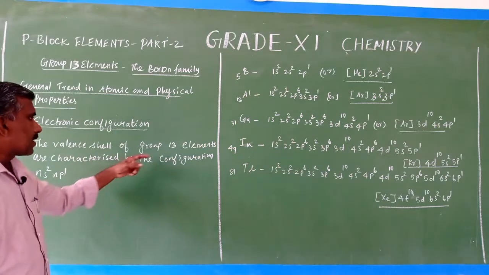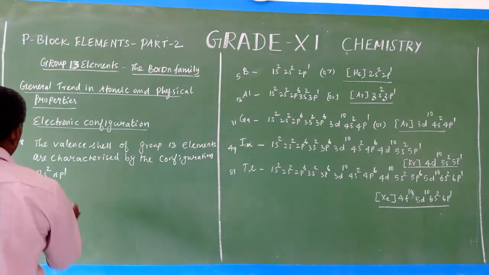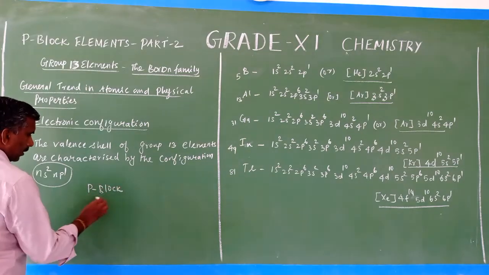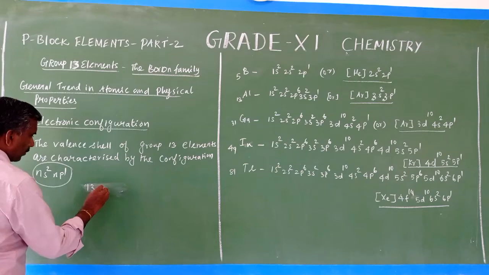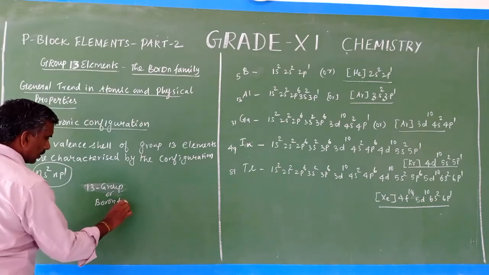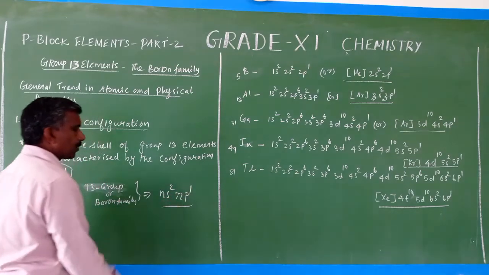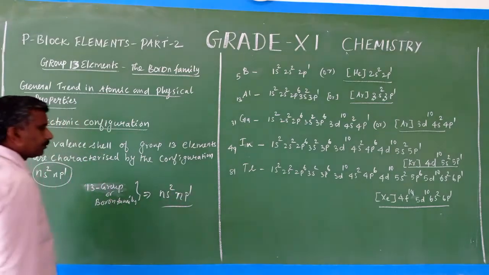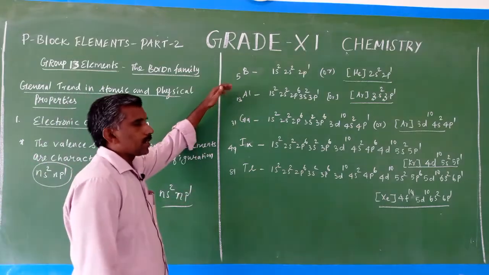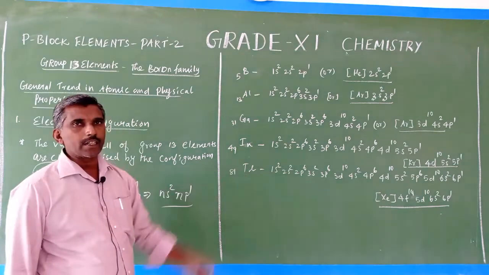The valence shell of group 13 elements is characterized by the configuration. This is the general electronic configuration of P block elements, and for the 13th group, the boron family, it is ns2 np1. This is the 13th group electronic configuration. Now look at the five elements: boron, aluminum, gallium, indium, thallium.